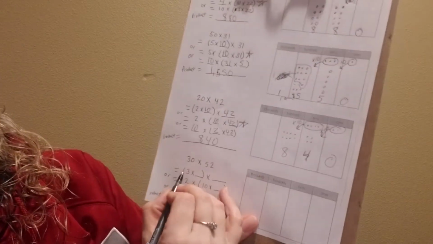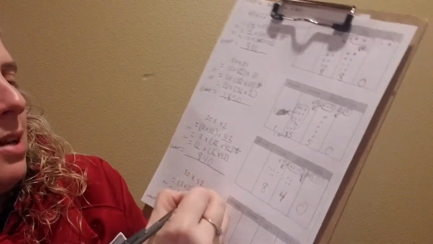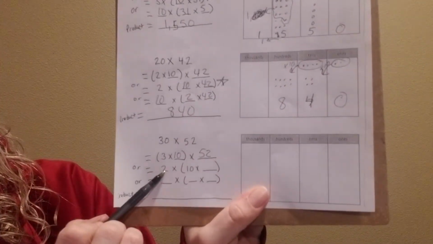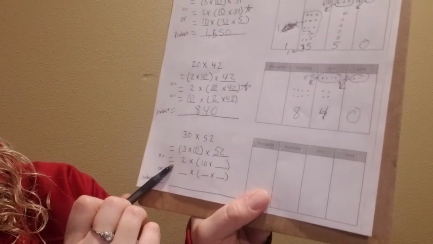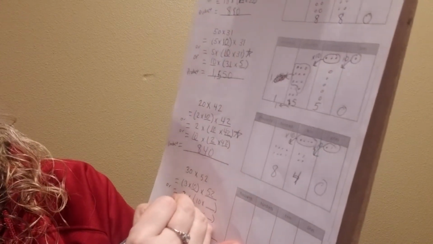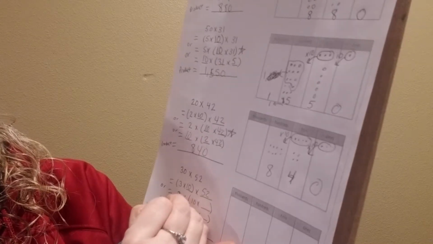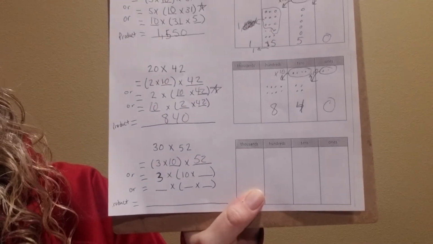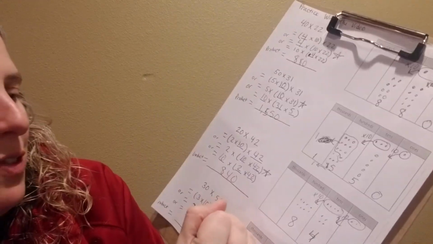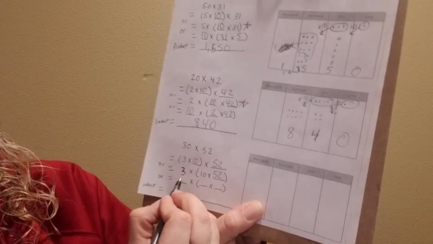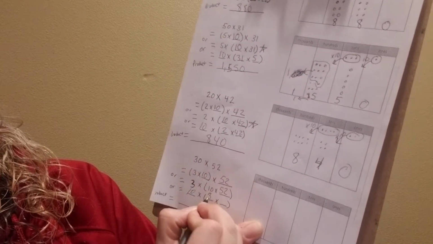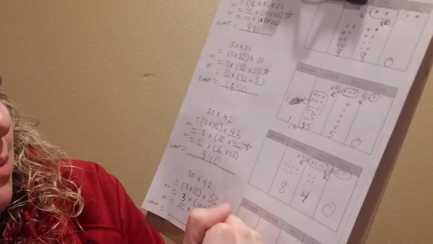All right, 30 breaks into 3 times 10 times 52. Oh my goodness, I made a mistake. I hope you checked that or saw that. That should have been a 3 right there. I hope you fixed that. Oh, I didn't figure that out before I told you to pause, so I hope you figured that out. That should be 3 times 10 times 52. Or I could do 10 times 3 times 52. And we're going to use that middle one.